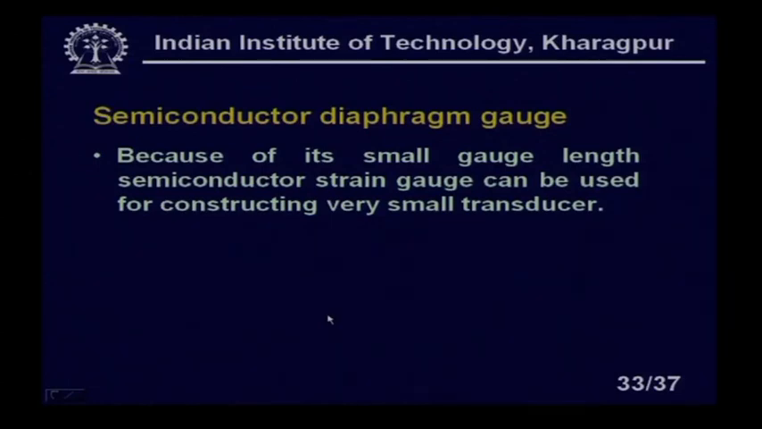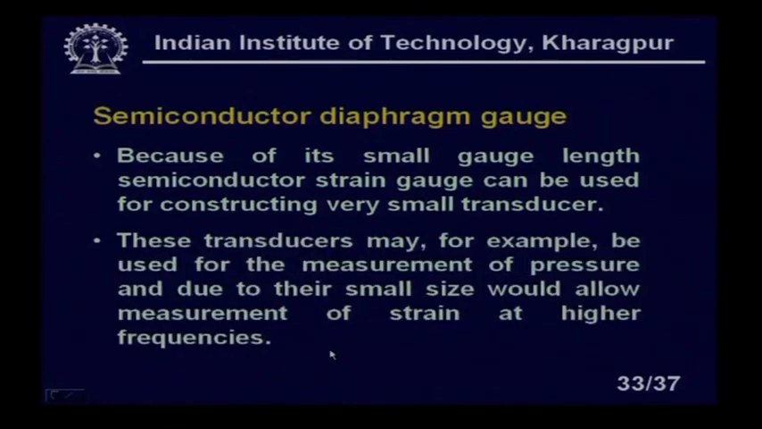Let us look at it. Because of its small gauge length, a semiconductor strain gauge can be used for constructing very small transducers. These transducers may, for example, be used for measurements of pressure, and due to their small size would allow measurements of strain at higher frequencies.